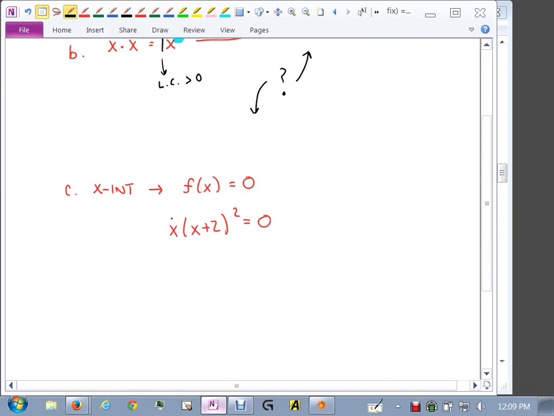Set each factor to 0. So I'm going to set x to 0. I'm going to set x plus 2 to 0. The fact that it's squared does not mean I have to do this twice, right? I only have one factor. So I set x to 0. The other one I set x plus 2 to 0. My two answers are what? 0 and negative 2.